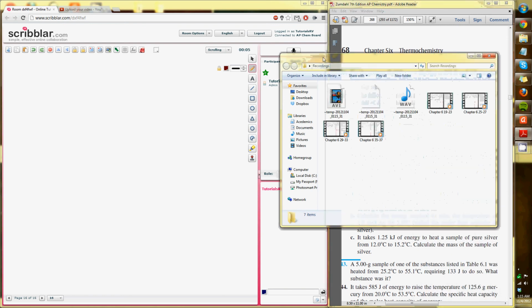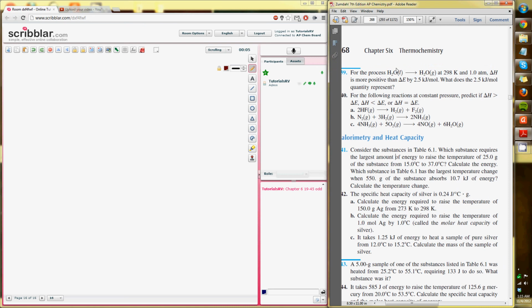Okay, so here's number 39. Why's that brown? For the process, H2O liquid changes into H2O gas at standard temperature. Actually, no, that's not standard. 298 K, 1 ATM. Delta H is more positive than delta E by 2.5 kilojoules per mole. What does 2.5 kilojoules per mole quantity represent?